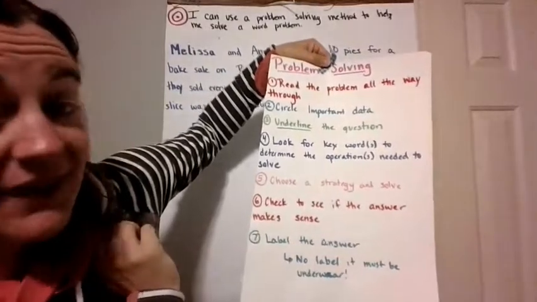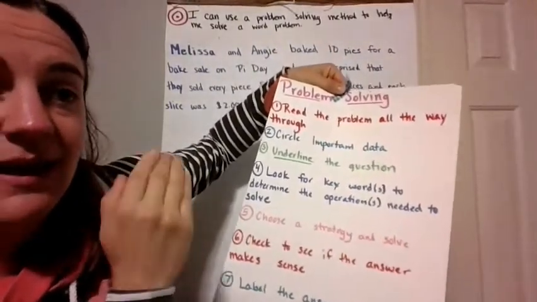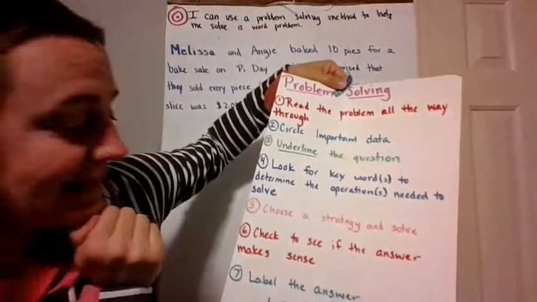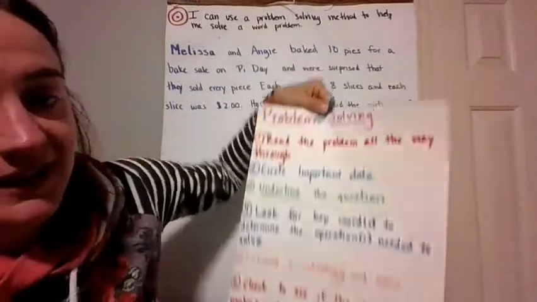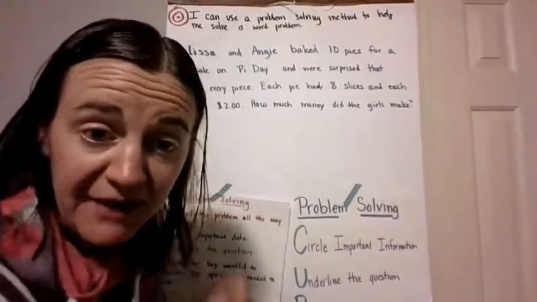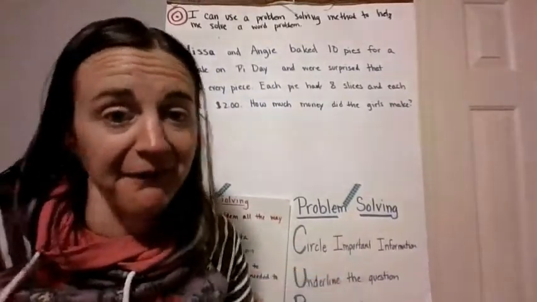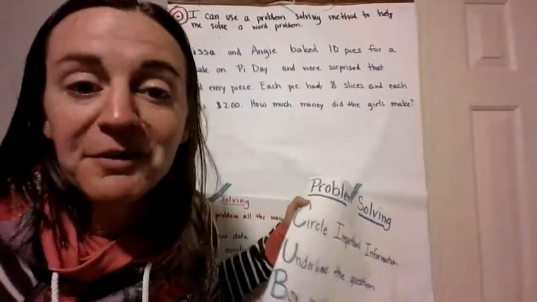6, check to see if the answer makes sense. So go back to the question. Does my answer make sense with the question that was being asked and the information that was given? And 7, label the answer. And then Miss Ayala let me know that if you guys didn't have a label, then the label must be underwear. And I thought that was pretty funny and kind of a fun way to help you guys remember to add your labels.